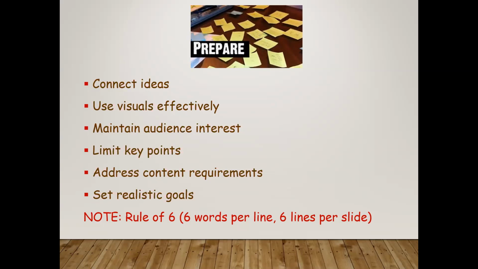Rule of 6, this is important. The rule of 6 is that you have 6 words per line and 6 lines per slide. Notice that none of my bullet points have more than 3 words, but I do have a total of 6 bullets. This is not 6 by 6. It is not 36 words per slide. It is using the rule of 6, which is a maximum of 6 words and a maximum of 6 lines.